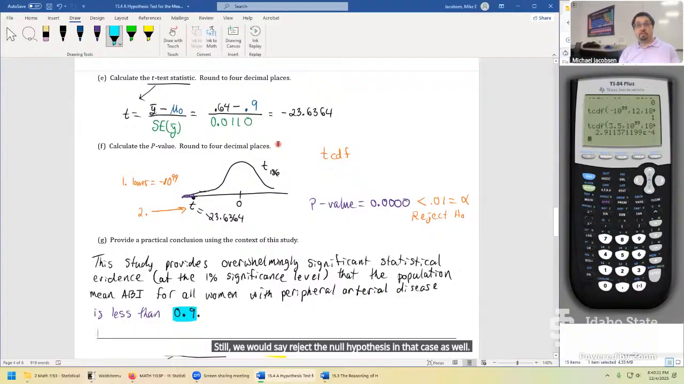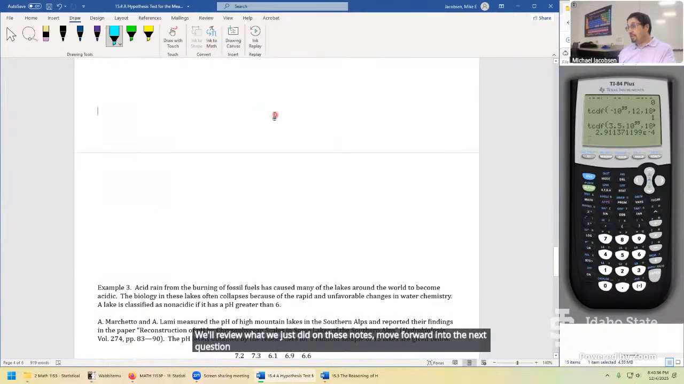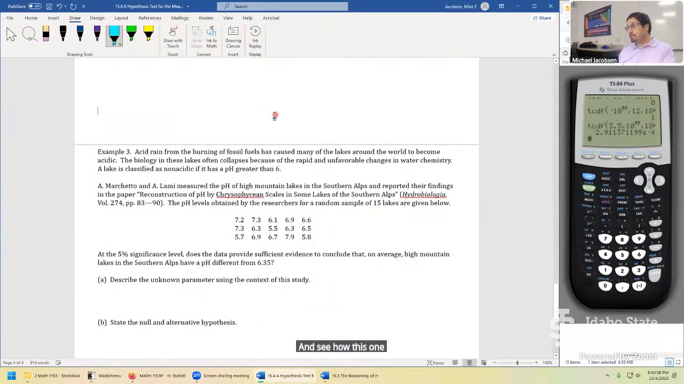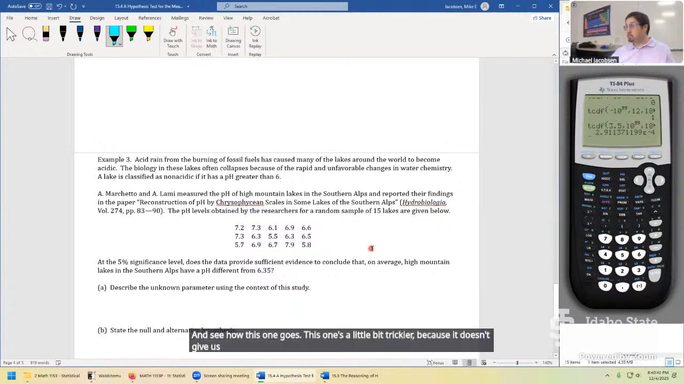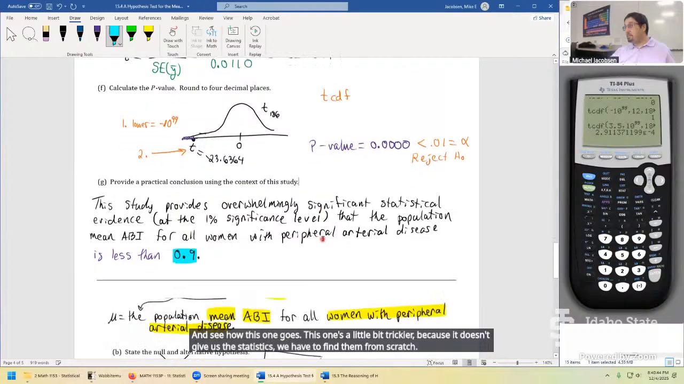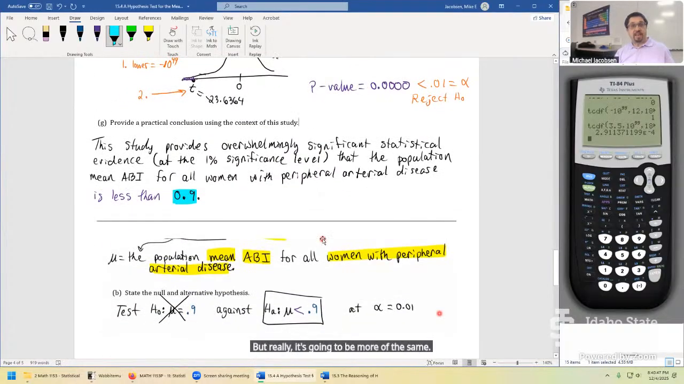Well, other questions at the moment, folks, before we call it a night? Okay, well, when we come back after the weekend, we'll review what we just did on these notes, move forward into the next question down below, and see how this one goes. This one's a little bit trickier because it doesn't give us the statistics. We have to find them from scratch, but really it's going to be more of the same. After we finish off that one, we'll be reviewing for the final exam.